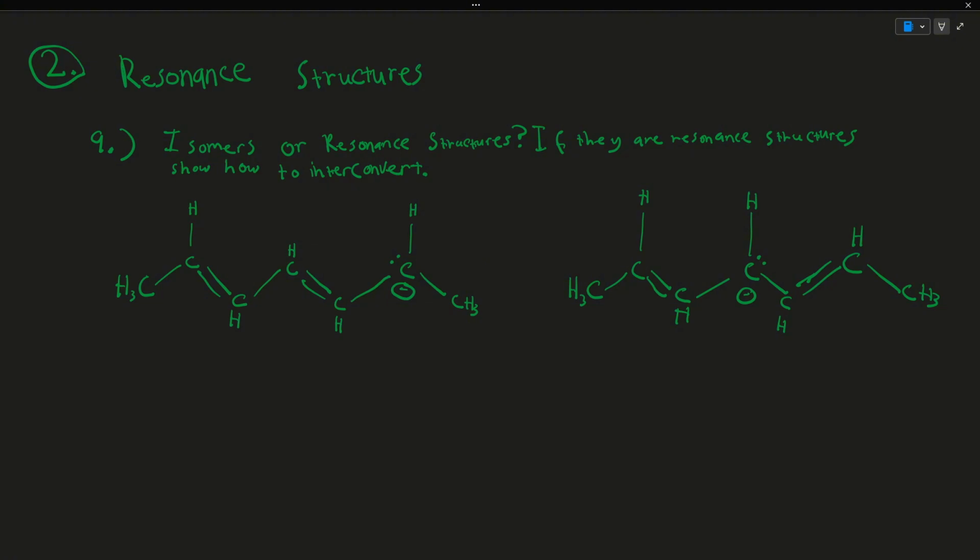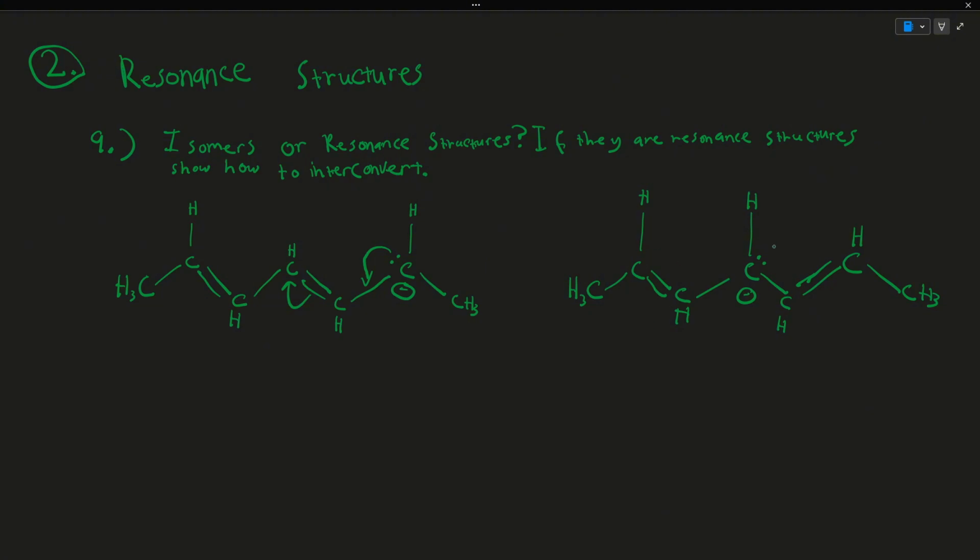Now what we have to do is figure out a way, without moving any of the atoms around, to make this compound become this one. So I would take these electrons and use them to form the double bond with this carbon, and that gives us this. But now that would give us a problem with this carbon, so it would make sense to move this over here, and now this carbon is negative. That's how we would interconvert to go from this one to this one.